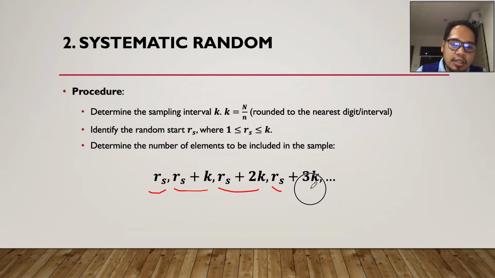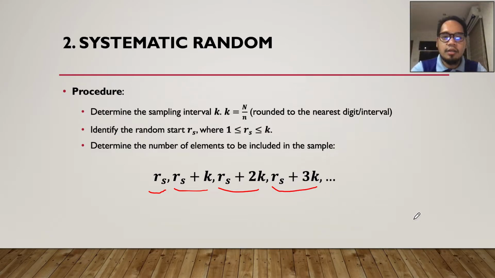Particularly, the next parts of your sample should be where the skip counting starts. That's how we produce it. First you determine your k, the value of your k, population size over sample size. You produce a random start, which is below k but greater than 1, and from that random start you skip count, given your k value from step 1.